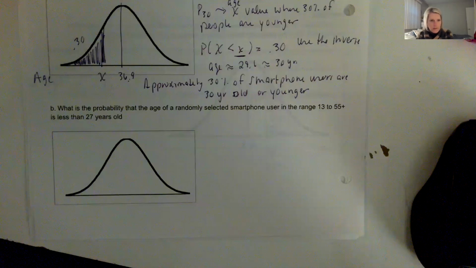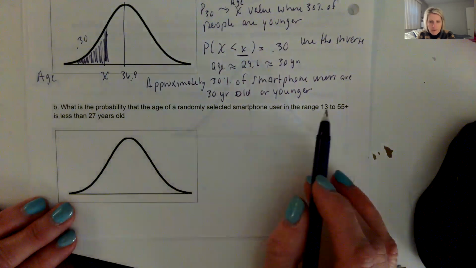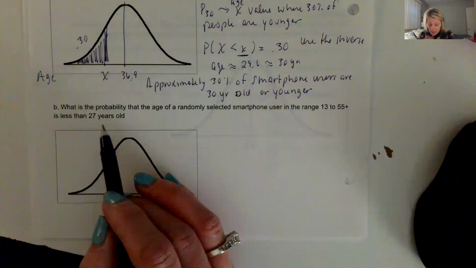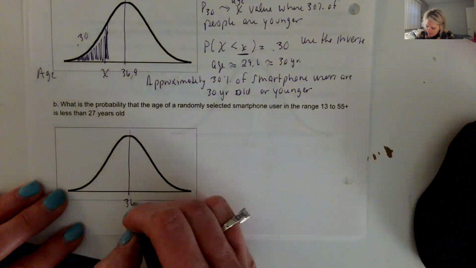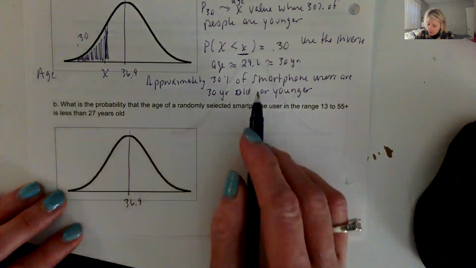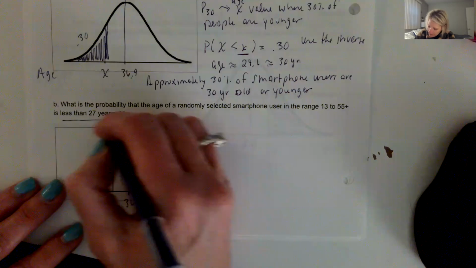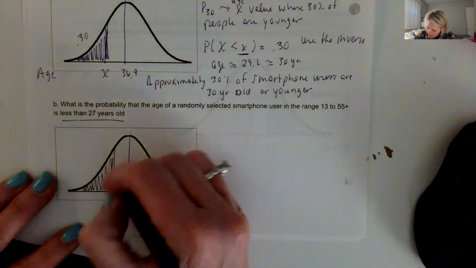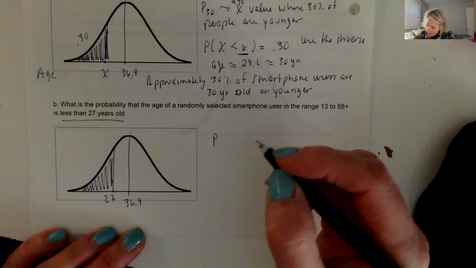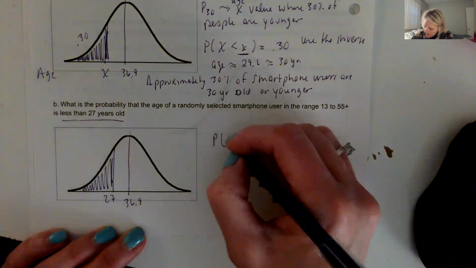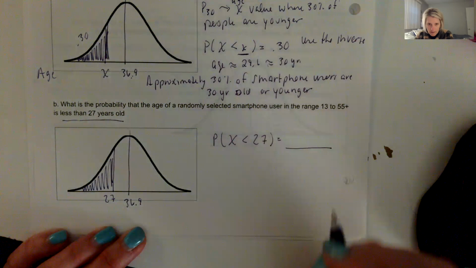The next one says, what is the probability that the age of a randomly selected smartphone user in the range of 13 to 55 is less than 27 years old? So it's going to be pretty close to what we just did because 27 is over here. So we want to know less than 27. So we know this time our x value is 27. So we're looking for the probability or the area. The probability that x is less than 27 equals what?